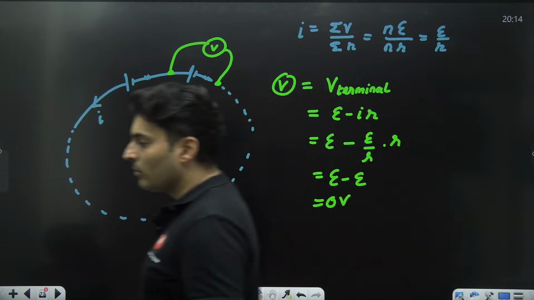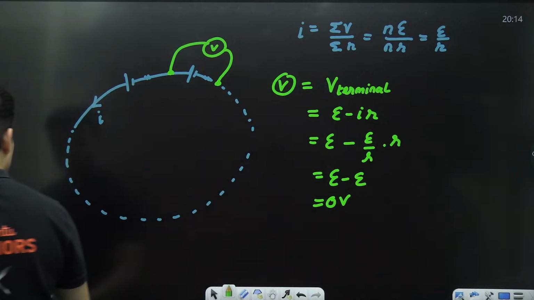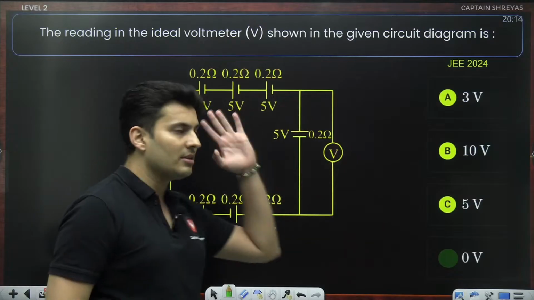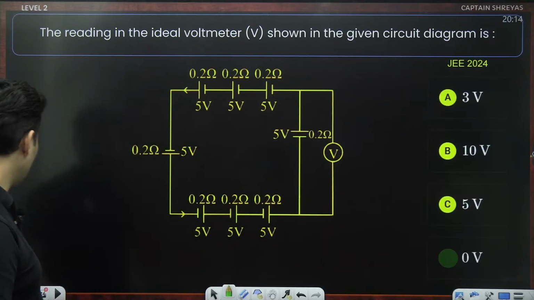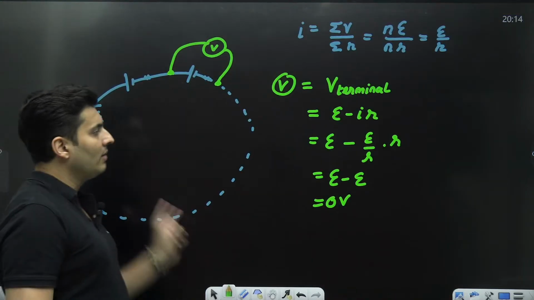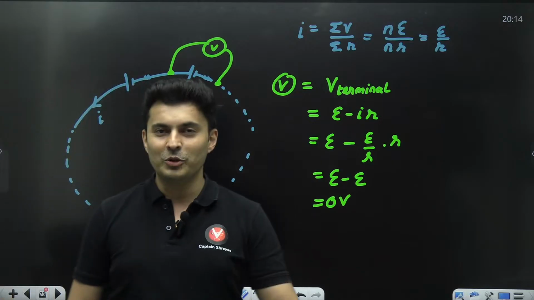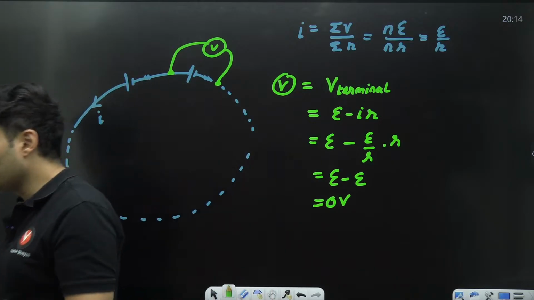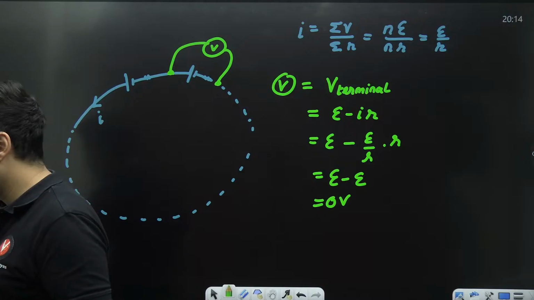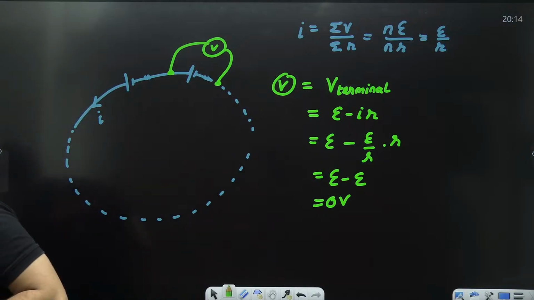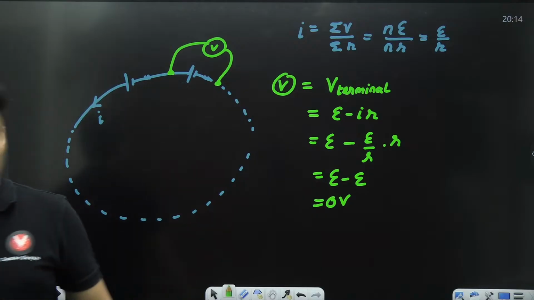So no matter how many batteries there are, or what the voltage is, the answer will always be 0 volts in such questions. It doesn't matter what the voltage or resistance is, or how many there are. I think we had solved this question maybe in a previous lecture, but that's the answer.